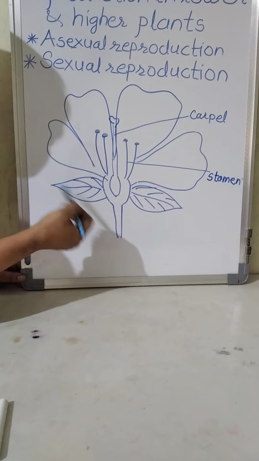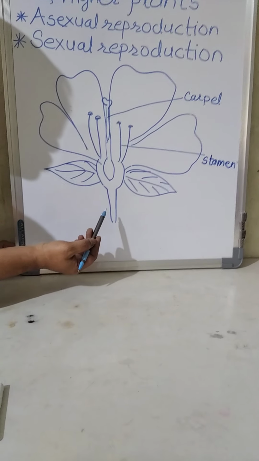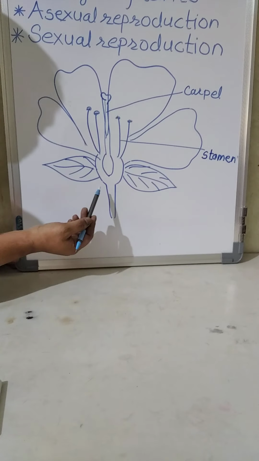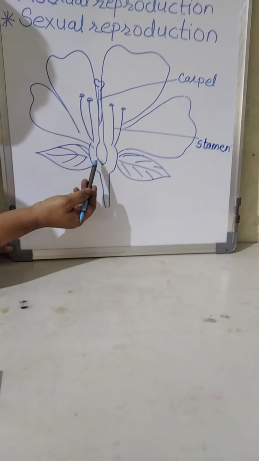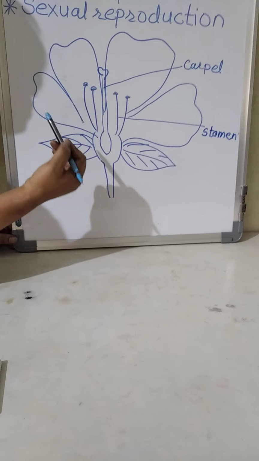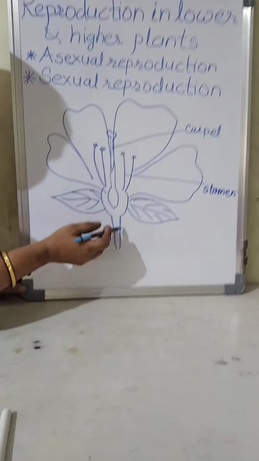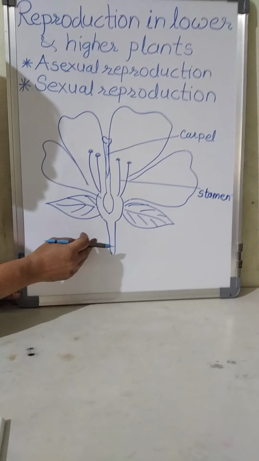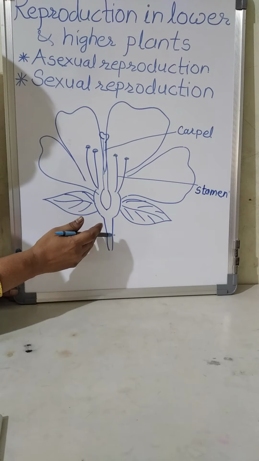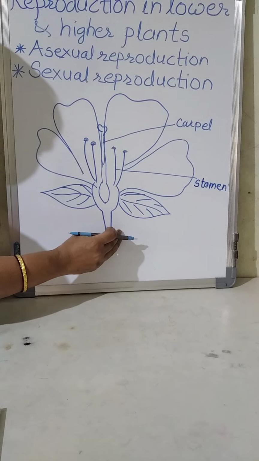And in higher plants, this flower plays an important role in sexual reproduction, which later on after fertilization develops into seeds. That means the seed produces the plant of the next generation. This is the part of sexual reproduction. In the next part we will see the development of different gametes.